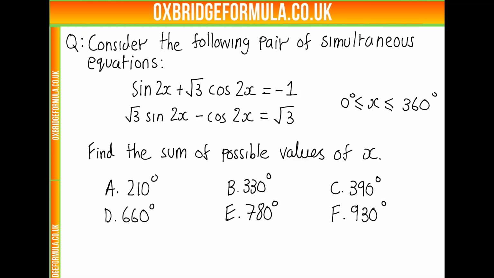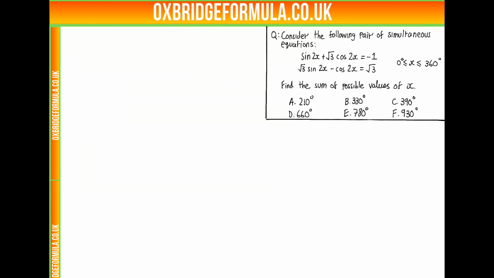We are given 6 possible values for this sum, which range from 210 degrees all the way up to 930 degrees. Where do we start here? Well, we've got a pair of simultaneous equations, so let's not worry about the trigonometry for now and solve these as a pair of simultaneous equations with variables sine 2x and cos 2x.